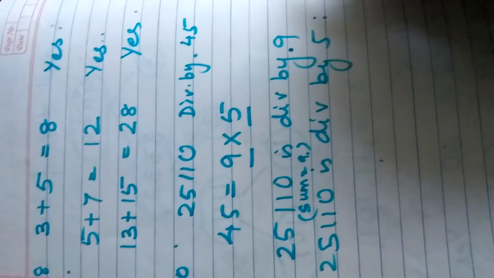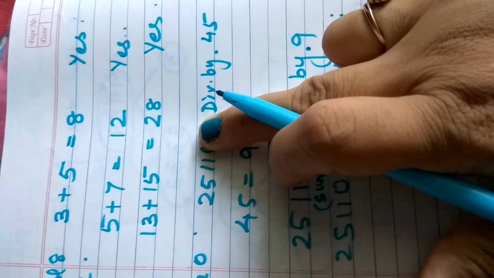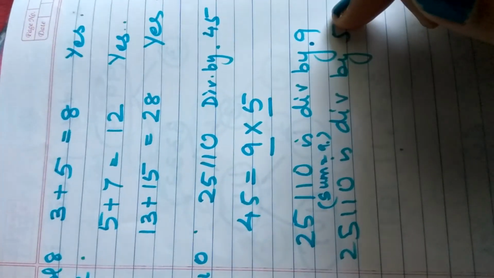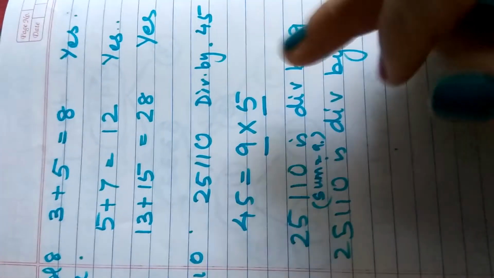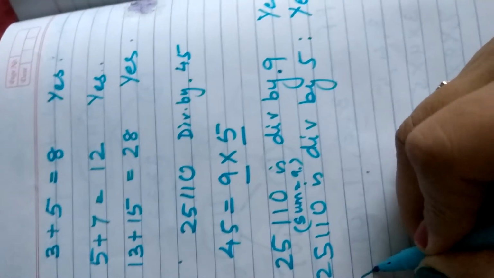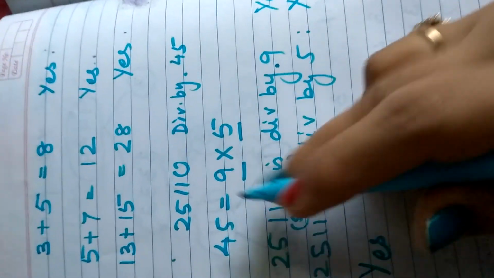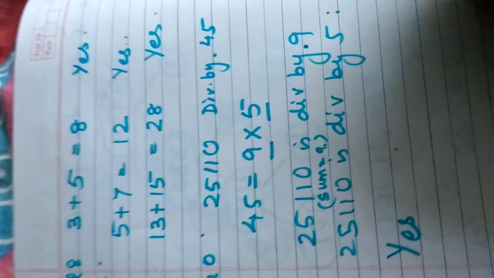And the property says that if a number is divisible by two numbers, then it will be divisible by their product also. So we can say yes, 25110 is divisible by 45.